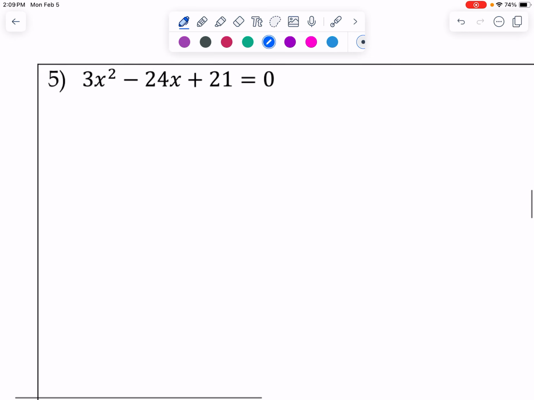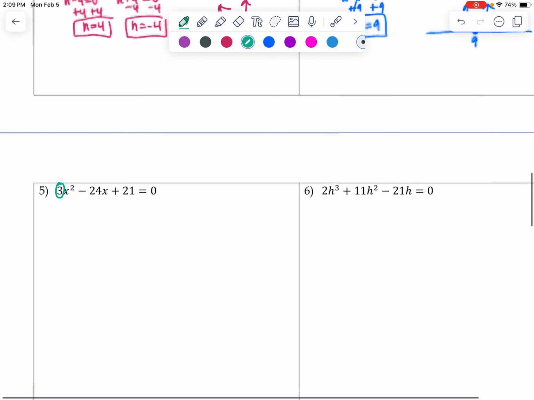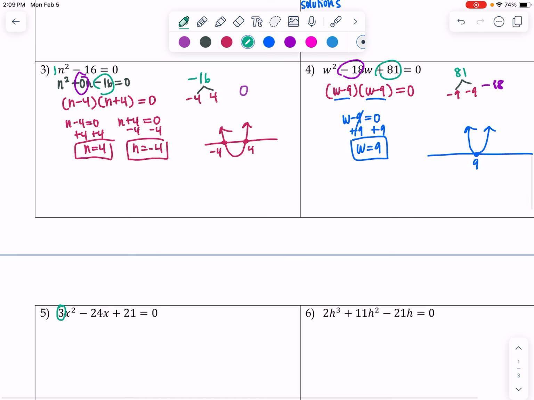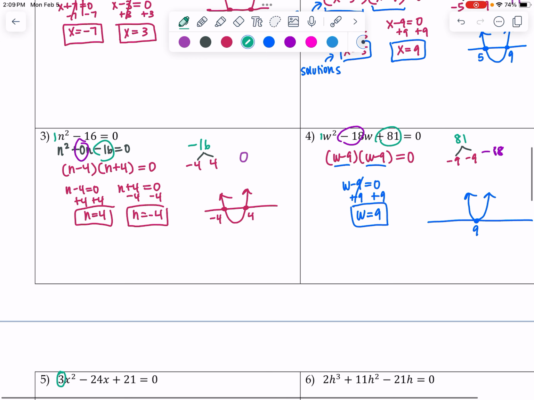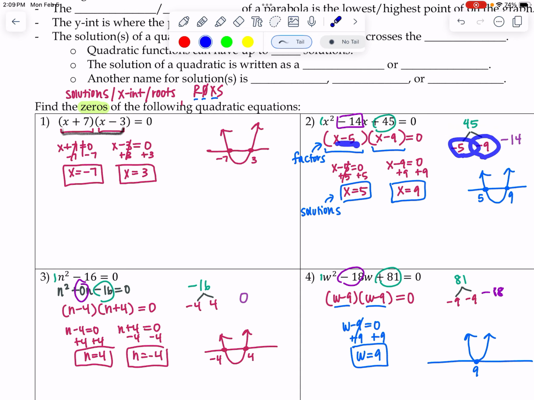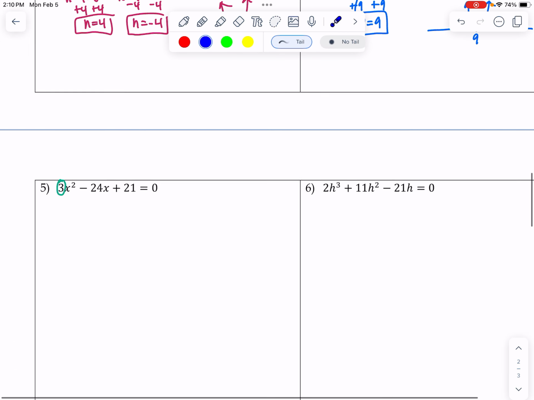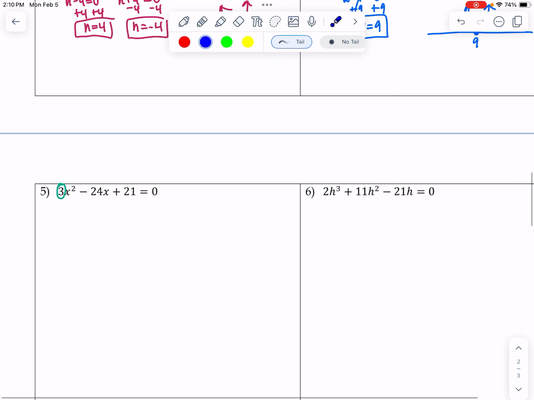Okay, so for 5, it's a little bit harder because your a value isn't 1. In all of the cases above, the a value was 1, which makes it super easy to factor because once you have your magic numbers, you just write your factors. In each case, once we found our magic numbers, we had our factors. If your a value isn't 1, it doesn't work that way.